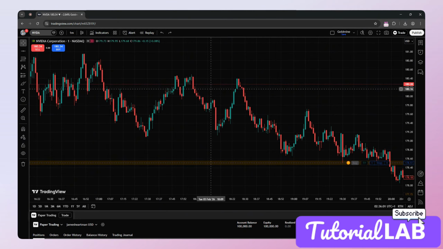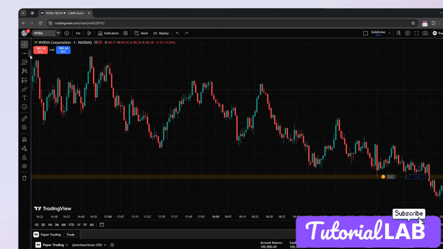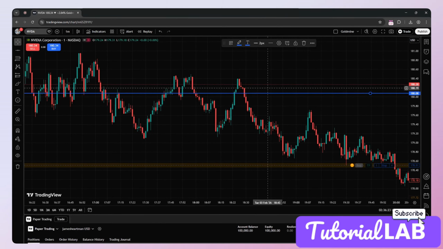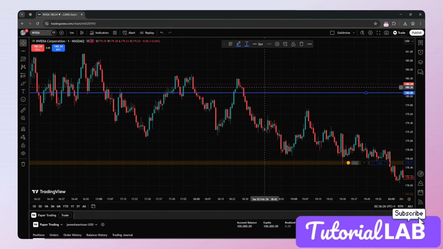First, open any chart on TradingView and select a clear time frame, such as the 15-minute, 1-hour, or daily chart. On the left-hand toolbar, click on the horizontal line tool. Now, look for areas where price has bounced or been rejected more than once. These areas often act as support or resistance. Click once to place a horizontal line at those levels.